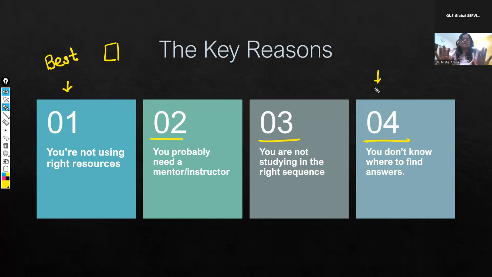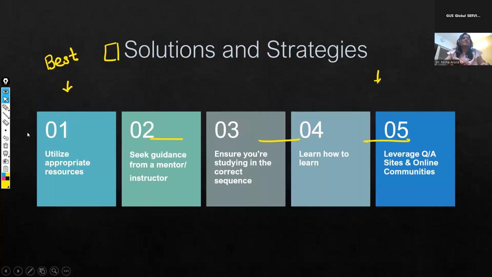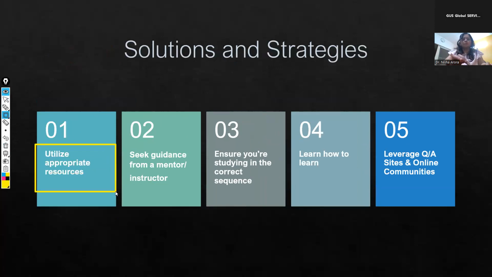Right? I understand asking questions in statistics is easy, coding is super easy, but asking questions in math, you need to do LaTeX typing. Math typing again takes a lot of time. I understand that, but it is worth the pain if you are getting the answers. Okay. So, solutions, I think I already discussed that you should learn from the appropriate resources. Appropriate means the one which is best for you as per your learning style. Maybe you need a mentor or a guide or an instructor.